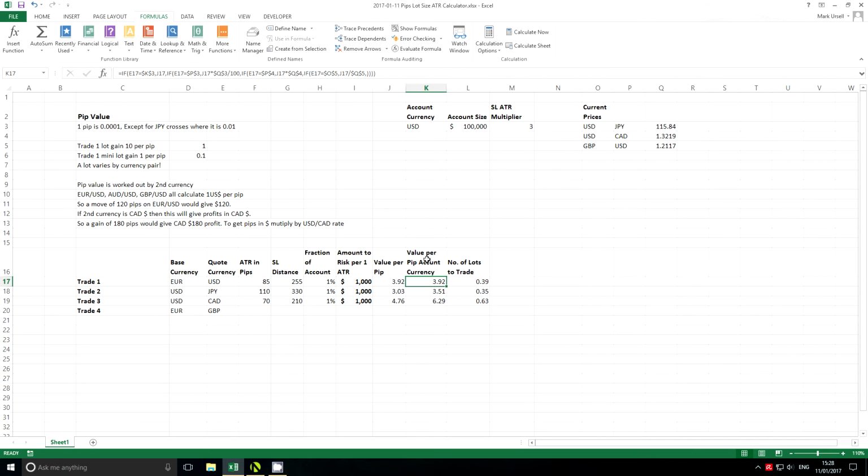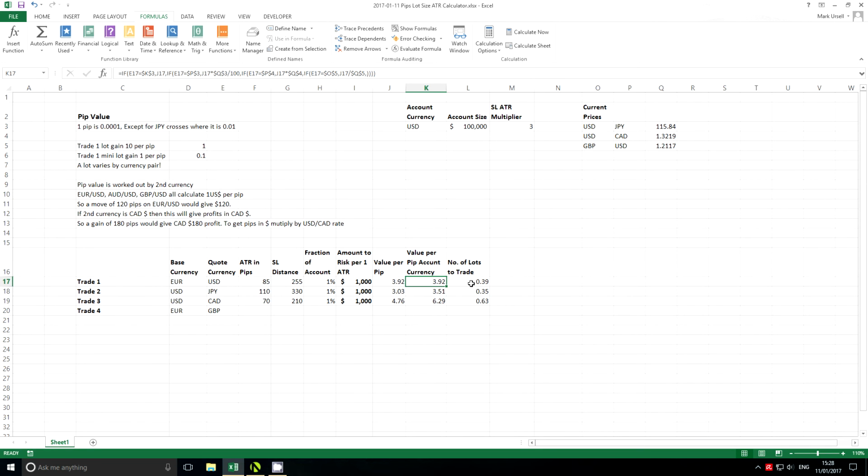Because we're trading the euro US dollar here, the value per pip for your account currency is exactly the same, because the quote currency is the same as the account currency. So it's nice and simple.